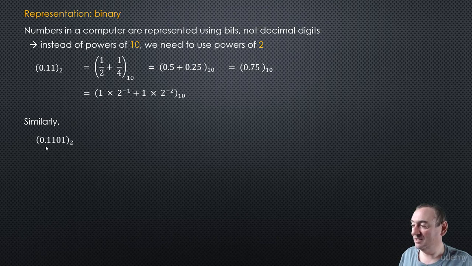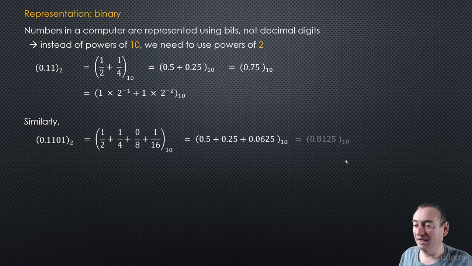Now similarly, we can look at this number here, 0.1101 base 2. Well, that's 1/2 plus 1/4 plus 0/8 plus 1/16. Again, these are powers of 2. So if we calculate the number, we get that that's equal to 0.8125. So 0.8125 base 10 is 0.1101 base 2. And again, we can rewrite this expansion as follows. It's 1 times 2 to the negative 1 plus 1 times 2 to the negative 2 plus 0 times 2 to the negative 3 plus 1 times 2 to the negative 4.